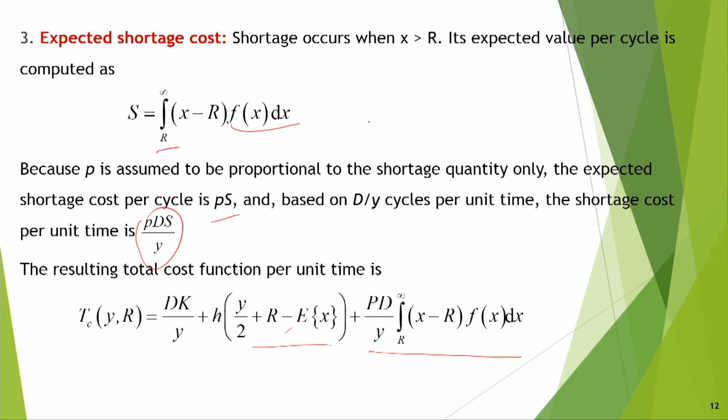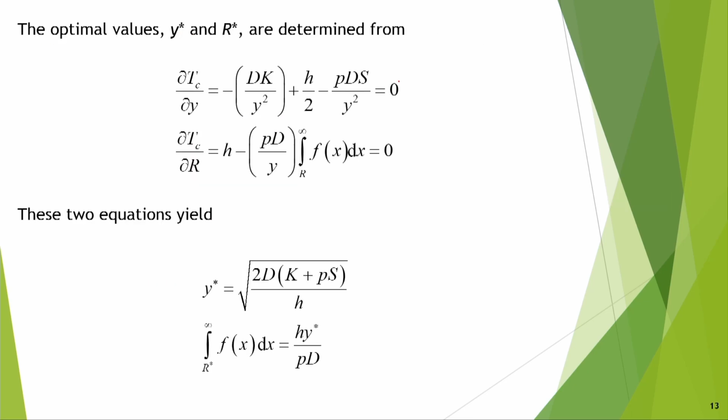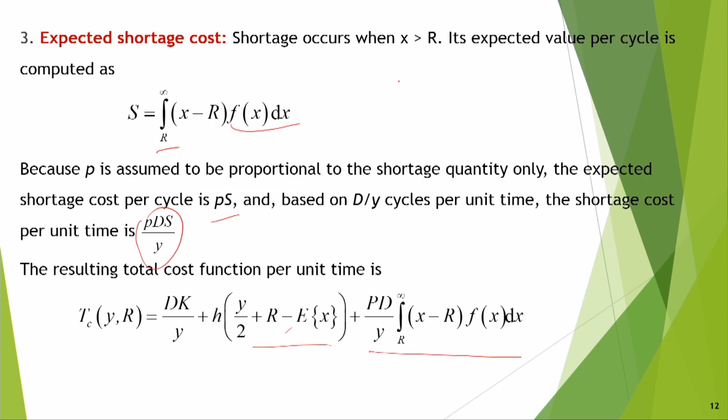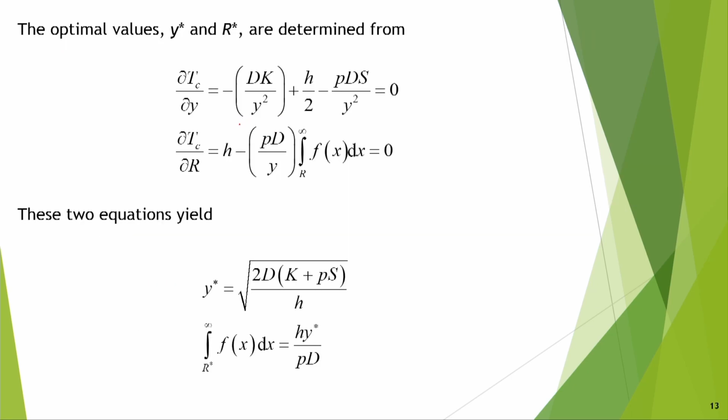Similarly, here minus P D S by Y square will come when you differentiate with respect to Y. S means the entire expression has been written as S just for brevity.